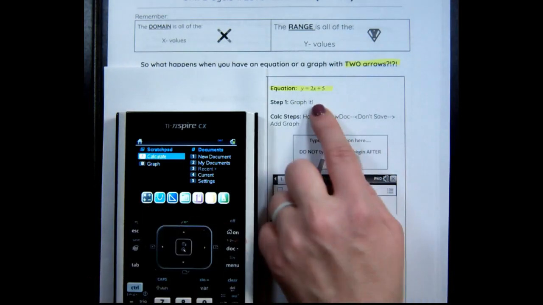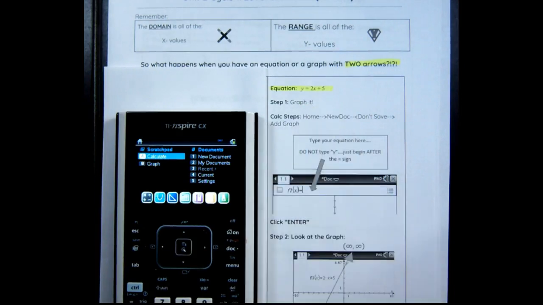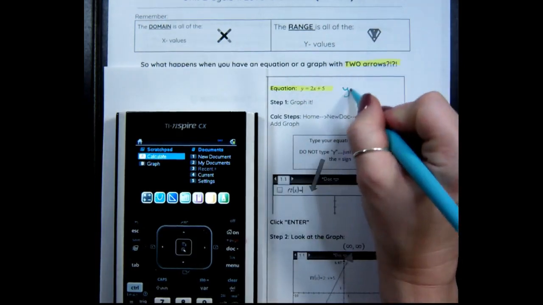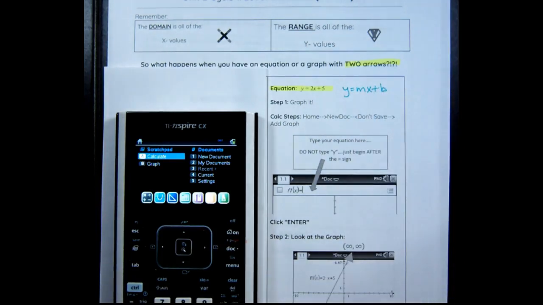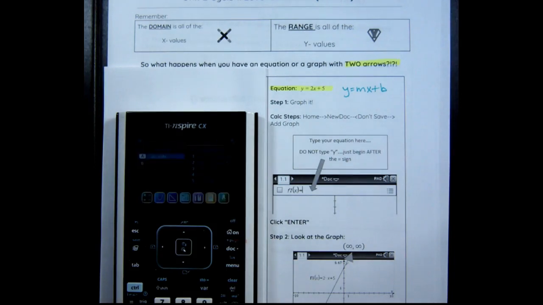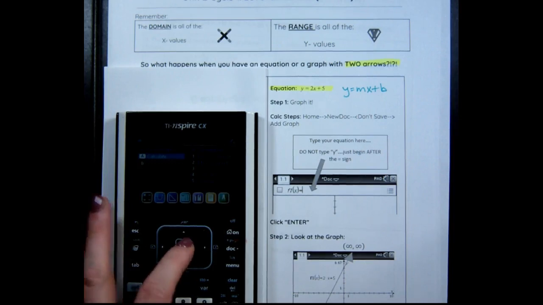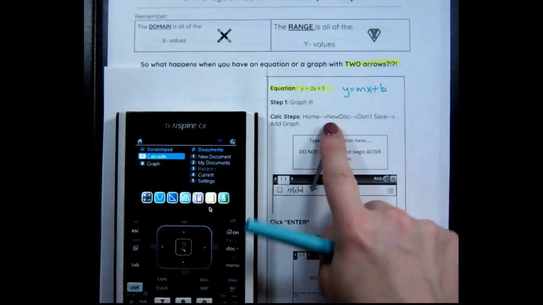So the first thing I want, if I have an equation, and this is specifically written in y equals mx plus b. Okay, if it's not written in y equals mx plus b, we want to get it into y equals mx plus b. So we would maybe have to do some solving or moving things. If it's not already in y equals mx plus b, we want to transform our equation so that it does look like y equals mx plus b. But for right now, we do have this, so that's exciting. So our first step is home, which I've done.